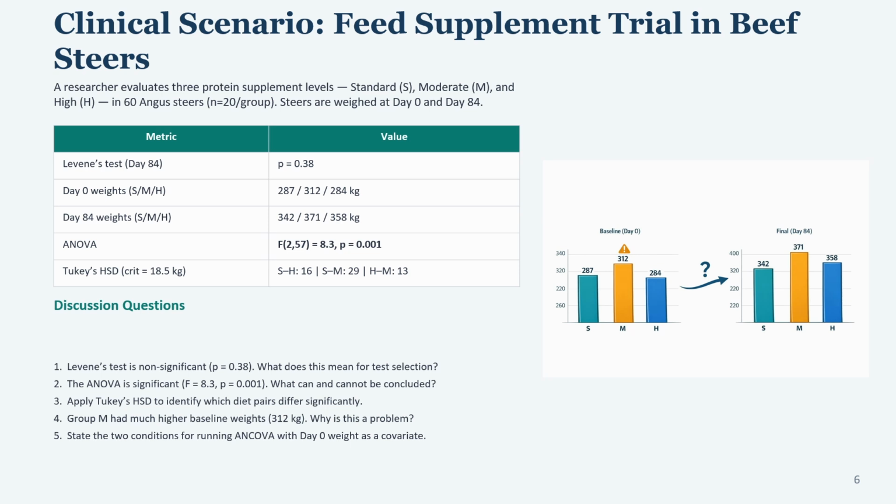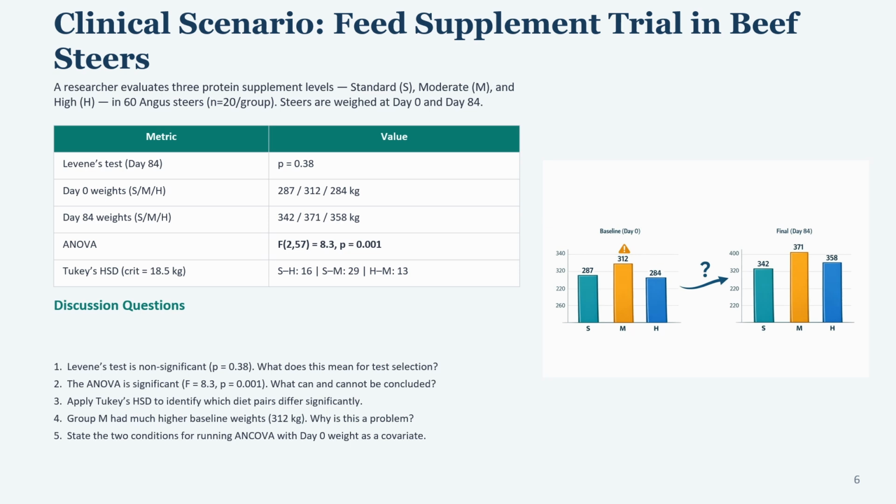Question 3 answer. Tukey's HSD. The critical difference threshold is 18.5. S versus H is 16 kilograms, less than 18.5, not significant. S versus M equals 29 kilograms, greater than 18.5, significant. H versus M equals 13 kilograms, less than 18.5, not significant. Conclusion: the moderate supplement produced significantly higher final weight than the standard supplement. High supplement did not differ significantly from either standard or moderate.